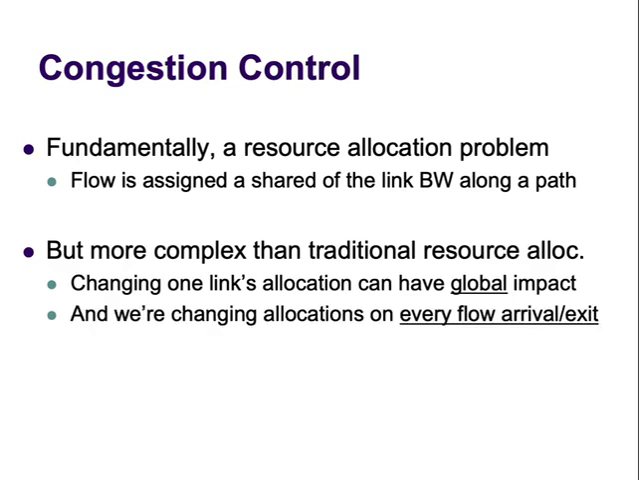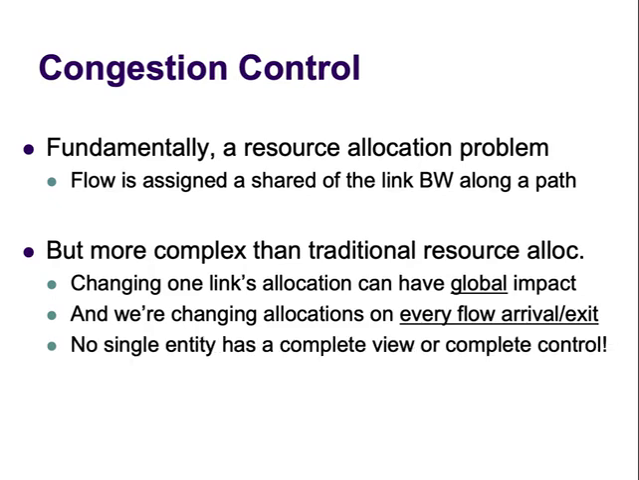The other is that we're changing these allocations every time a flow enters or leaves the system. And this happens quite frequently, and it also happens without any central control. In a data center context, for example, when you do scheduling, you know when a job is submitted or when a job needs to be scheduled. It doesn't just happen without anyone being aware of it. On the internet, that is the case. And finally, there's no single entity that has a complete view of the topology or of the flows.